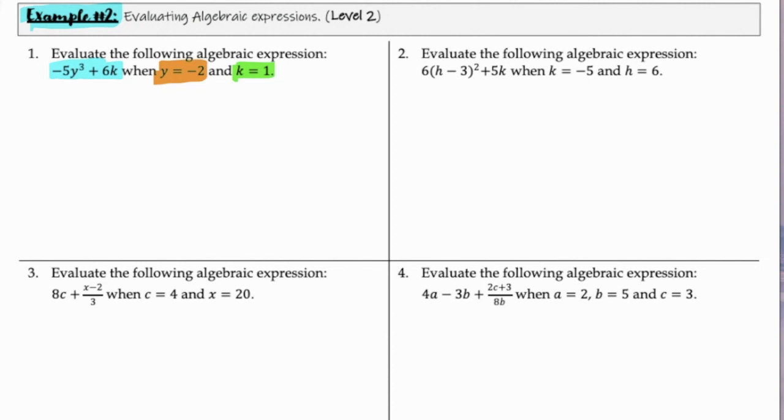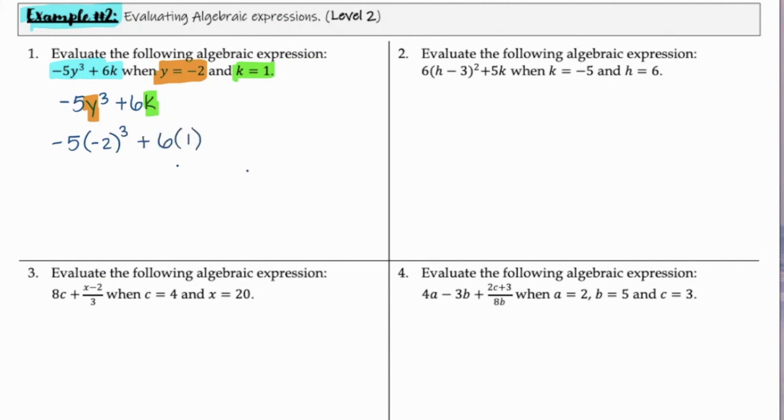So first things first, rewrite my problem. Next thing you want to do is identify the y's. So I did y in orange. I'll do y in orange here. There's only one y. And then identify the k's. There's only one k. So wherever I see that orange piece, I'm replacing it with that -2. Wherever I see the k or the green piece, I'm going to replace it by 1. That's what I would get if I replace.